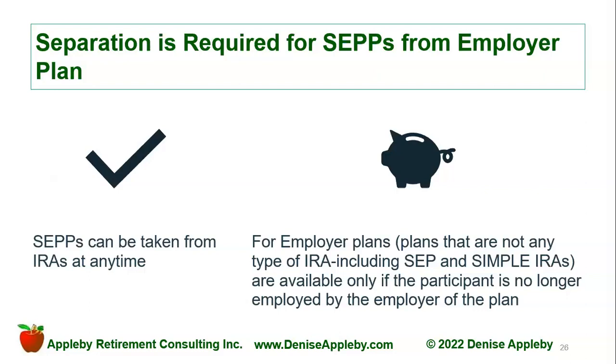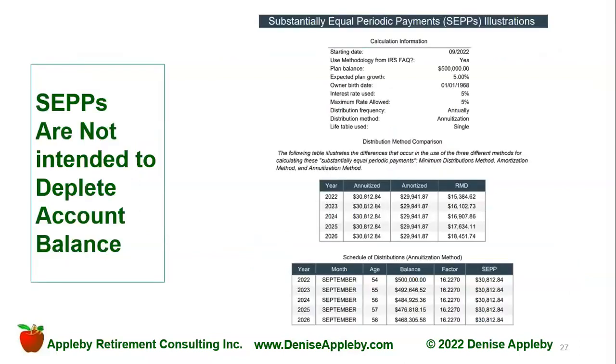So another thing that we need to think about: if your client has two types of accounts and you want to set up a 72T program for them, if the assets are in an IRA, then that can be started at any time, assuming that it has been determined that the client is a good candidate for a 72T. But if it's under an employer plan, they cannot do it unless they're no longer working for the employer that provides the plan.